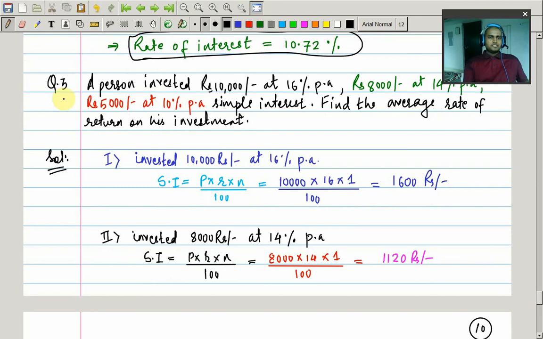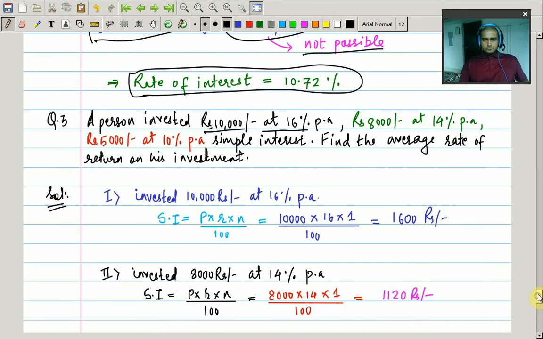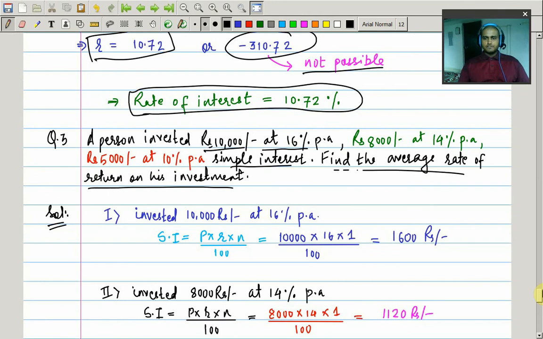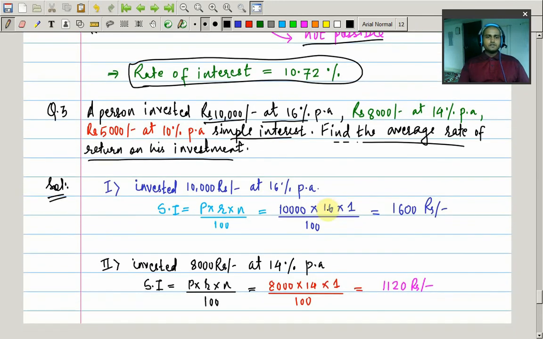So here I have one more example. A person invested 10,000 at 16% per annum, rupees 8,000 at 14% per annum, and 5,000 at 10% per annum simple interest. Find the average rate of return on his investment. So this person is investing three different amounts at three different rates. And we want to find the average rate of return.